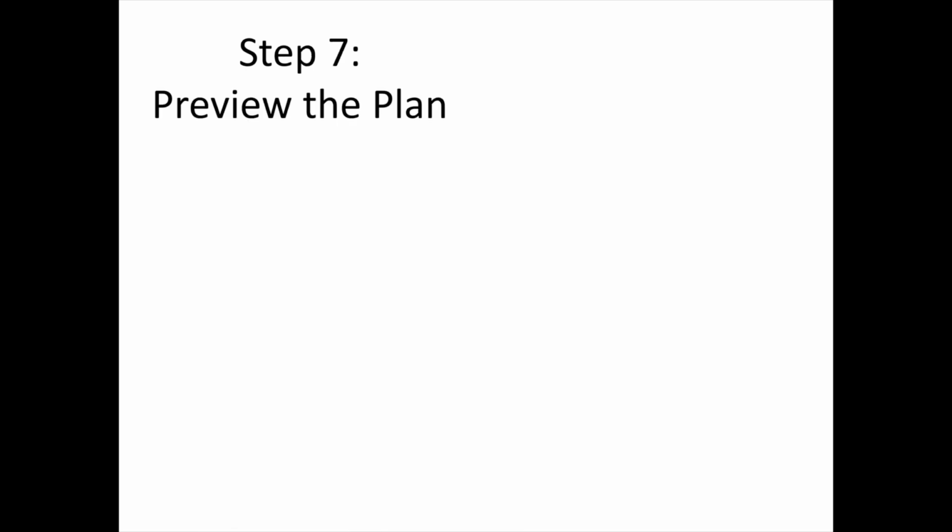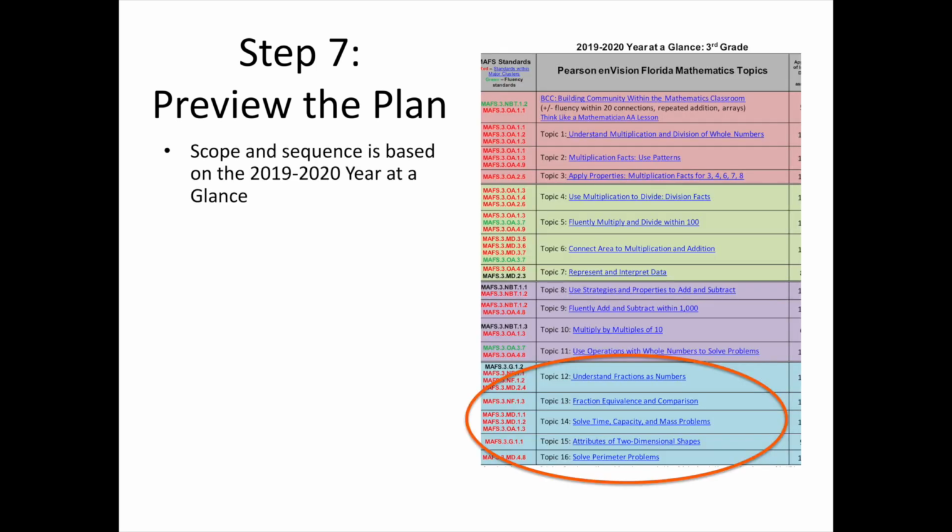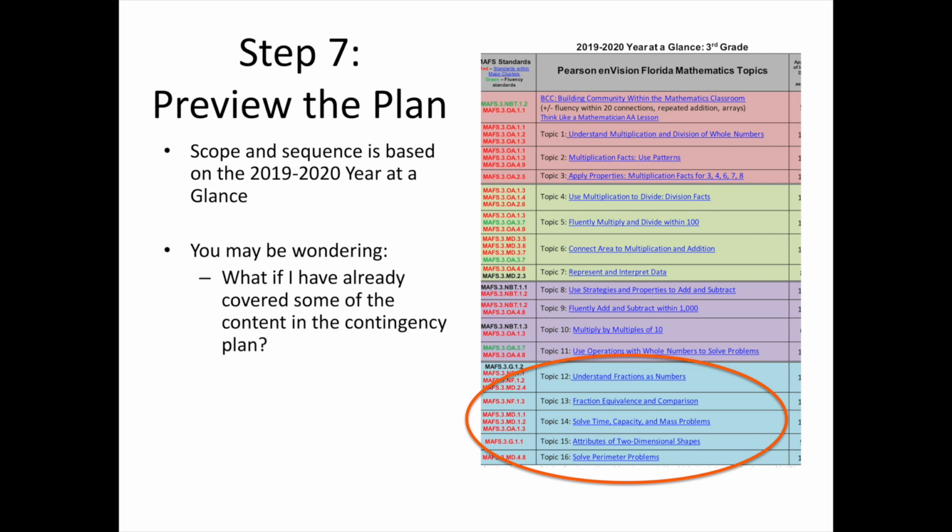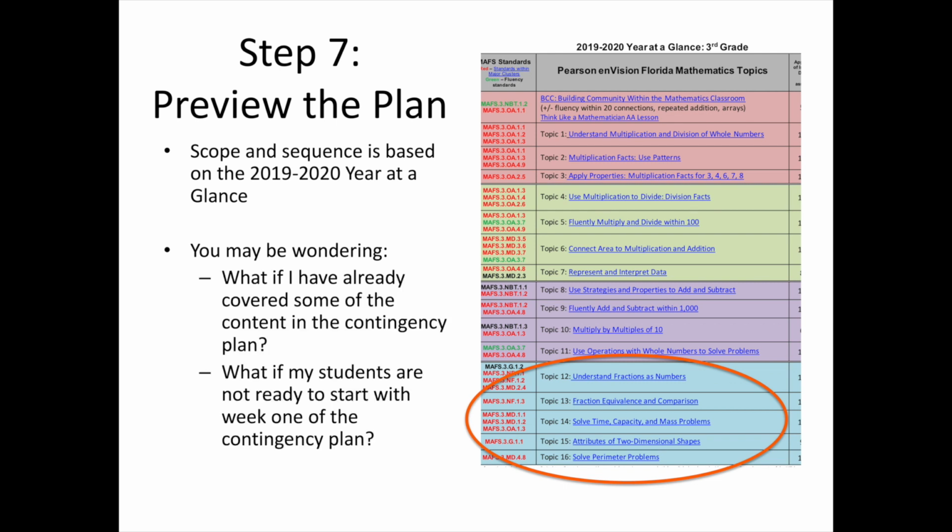Step 7. Once you have the plan and you have opened it, go ahead and preview it. It's important to understand that the plan was created based on our district scope and sequence. That might leave you wondering a couple of things. What if I've already covered some of what is on the plan, or what if my students aren't ready to start with week 1? The short answer to that is you need to do what is best for your students. So take the plan and make it work for you.